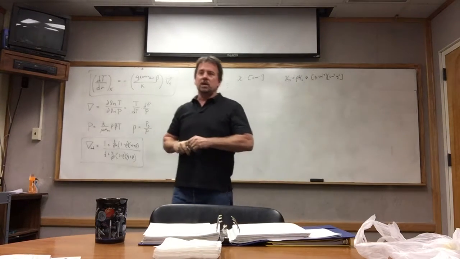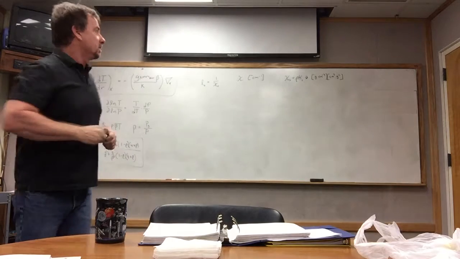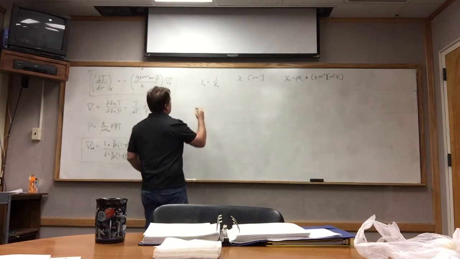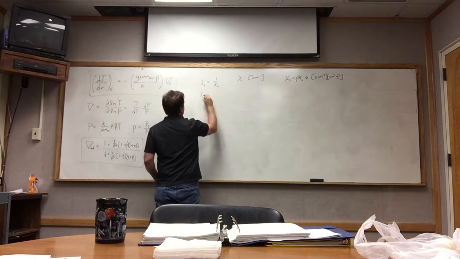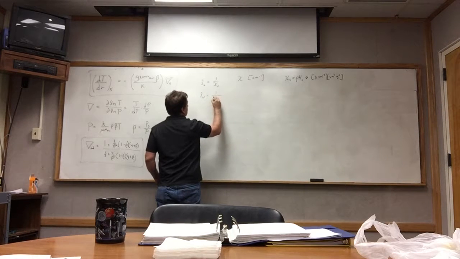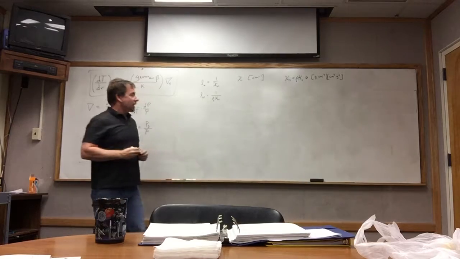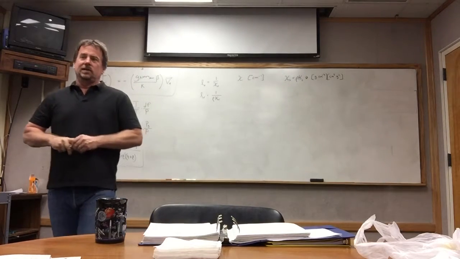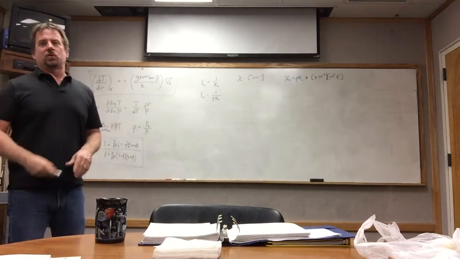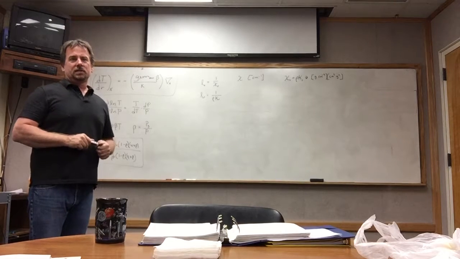It's frequency dependent. Okay? So that means we can write the mean free path now as 1 over rho kappa nu. As the density goes up, the mean free path goes down. Okay.